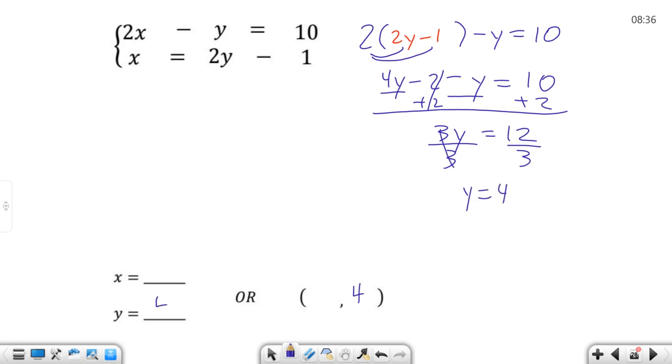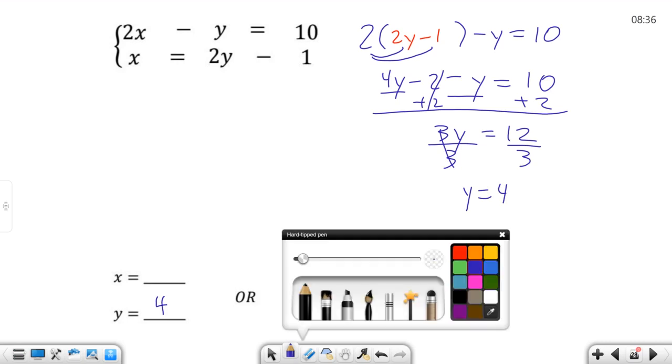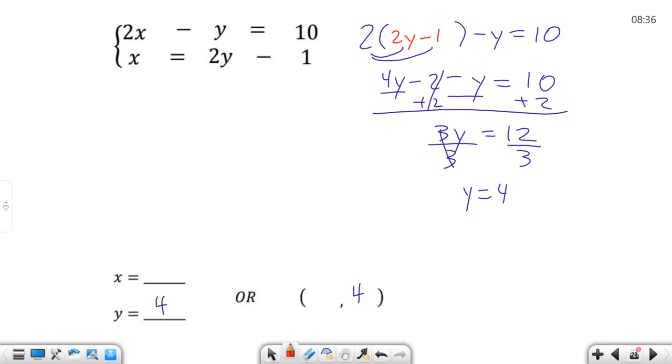So put that in the second part of the ordered pair, right? Y equals 4. And then if I want to go back and find x, I know that x equals 2 times y minus 1. But what is y? It's 4. That's y. Okay? So then, that's going to be what? 2 times 4 is 8. 8 minus 1, that equals x. And x equals what? 7.